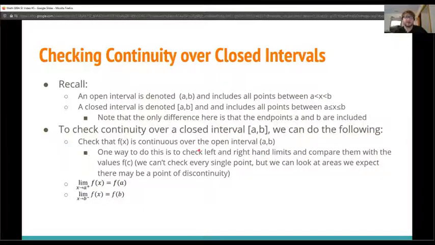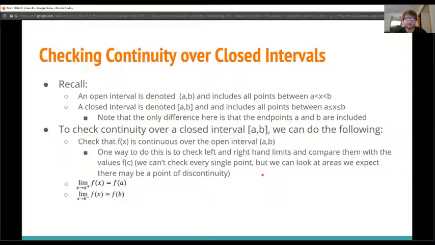We check that f of x is continuous over the open interval a comma b in parentheses. We can do this using left-hand and right-hand limits, comparing with the values of f of c. Like I said before, we can't check every single point because there's an infinite amount of points in any interval. But we can look at areas that we think are suspect. Like we know that x squared is going to be continuous in every case, for example, but we would look for cases maybe in our piecewise function or anywhere we think there is going to be a discontinuity.